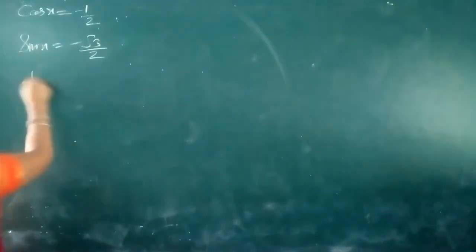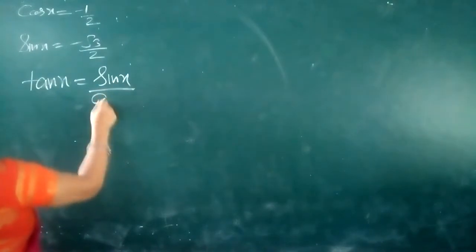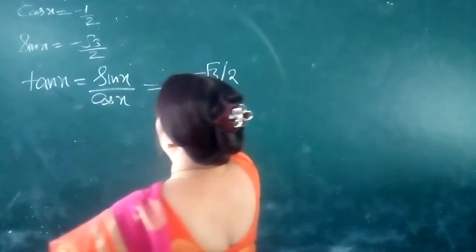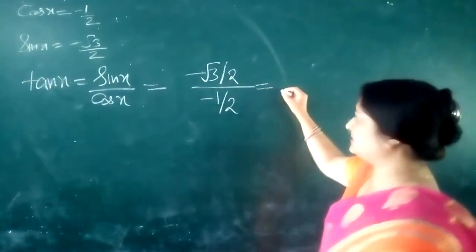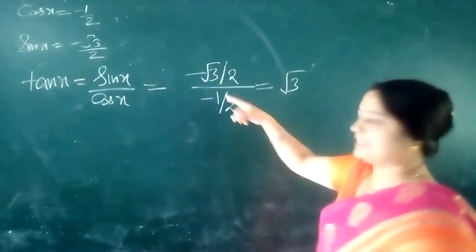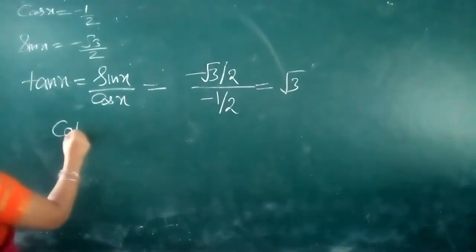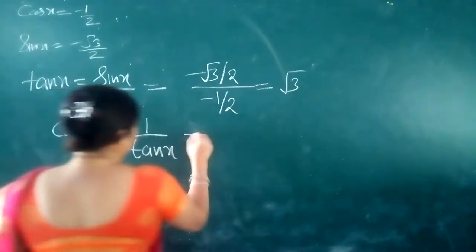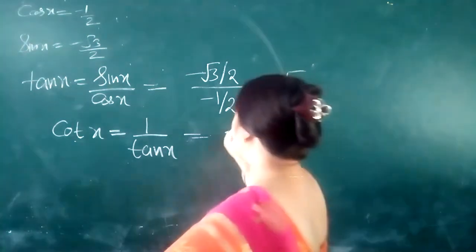Now we can find out the value of tan x here. You know that tan x is equal to sin x upon cos x. So what is the value of sin x? That is minus root 3 by 2 upon cos x, minus 1 by 2. Therefore the value of tan x is coming here root 3. This 2 cancels and the minus cancels, that will become plus. Now we can find out the value of cot x, because we know that cot x is equal to 1 upon tan x. Now what is the value of tan x? That is root 3. So it will become 1 upon root 3.